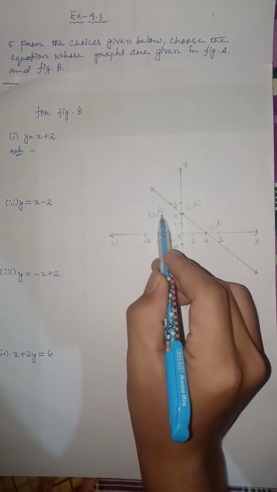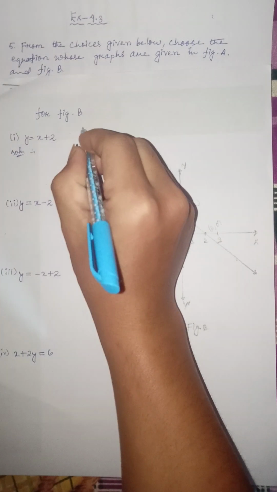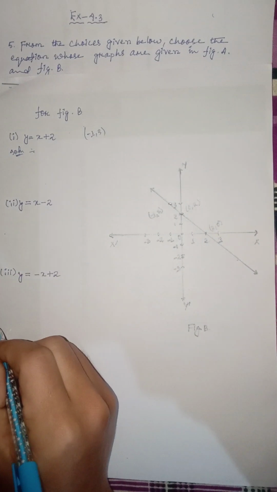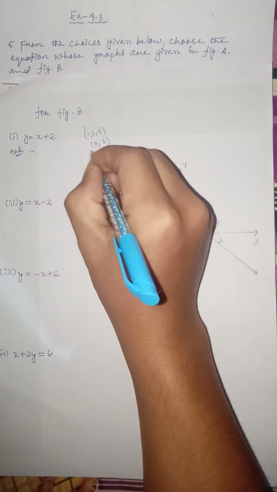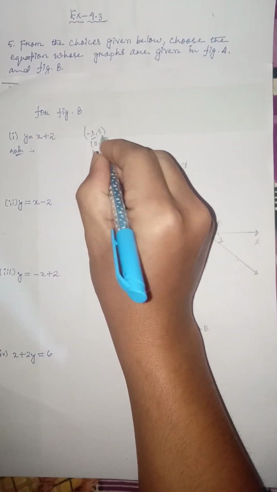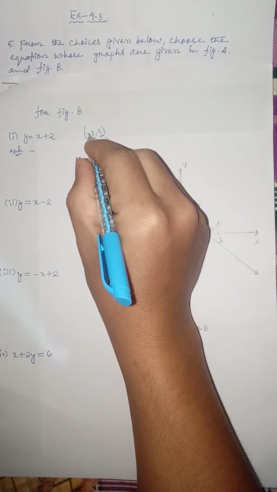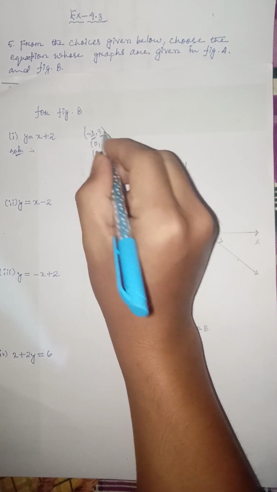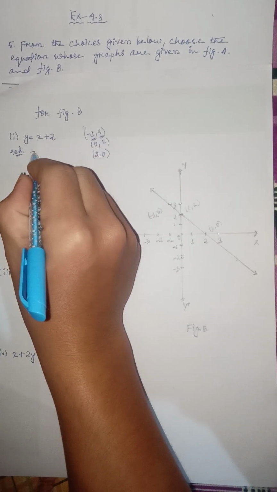Actually here, as we can see, there are point numbers 1, 2, 3. Let me list them all: it will be minus 1, 3, and after that 0, 2, and after that we have 2, 0. The first one is x and the second one is y, so the value of x is equal to minus 1. Whenever x is equal to minus 1, then y should be 3, right? So let us check this in these equations.